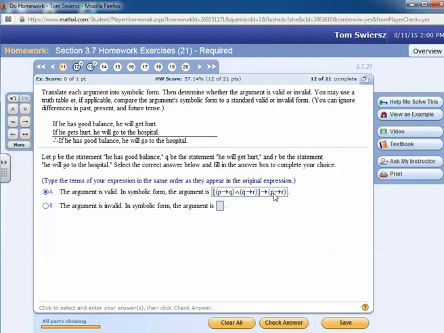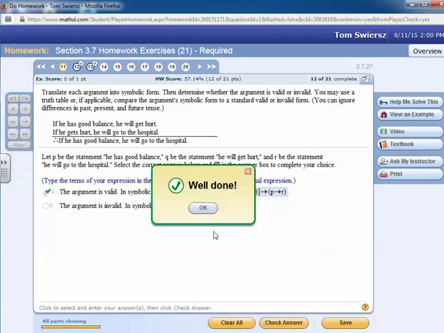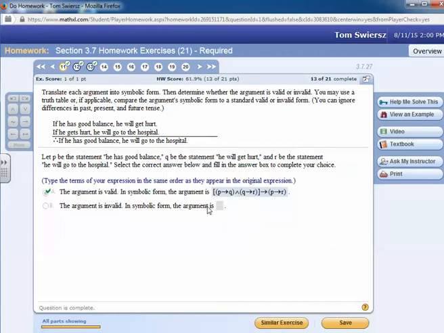If we did a truth table for that, we would get all truths in the last column, meaning it's a tautology, meaning the argument is valid. But we don't have to do that because we matched it to one of the four valid forms on page 186 of the textbook.